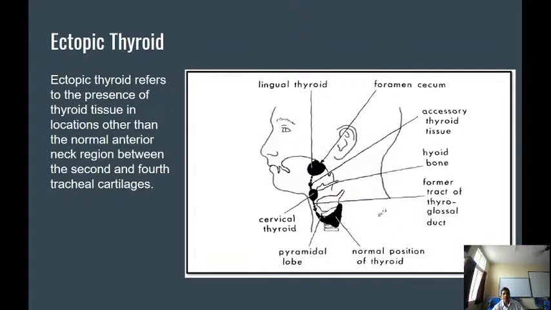Then, as I told you, the descent of the thyroid occurs from the foramen cecum along the midline in the neck, in front of the hyoid, and then down.